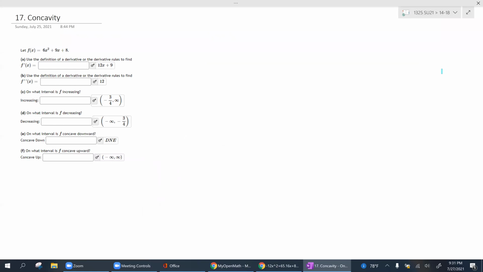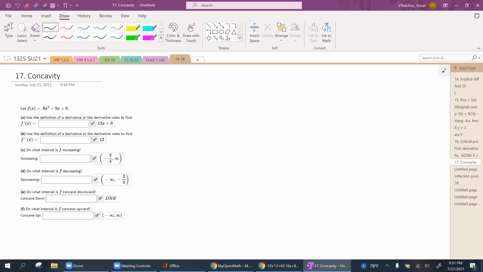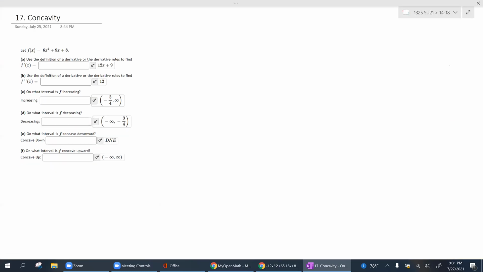We're going to go ahead and apply what's known as the second derivative test, dealing with concavity. You're going to take the first derivative, of course. That gives me 6x squared plus 12x plus 9. And then we take the second derivative, which is 12.